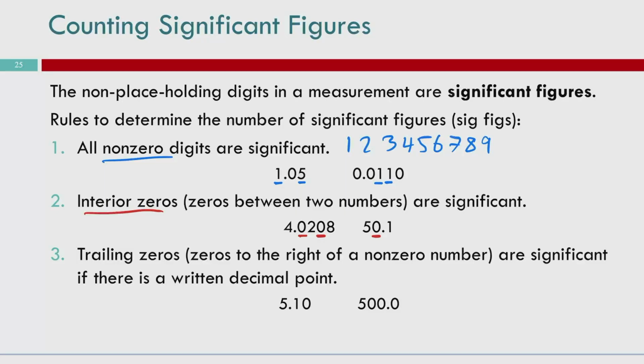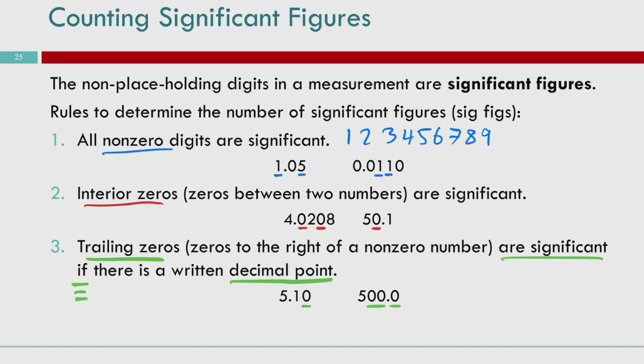If we have trailing zeros, they are significant if there's a written decimal point. If we don't have a written decimal point, intrigue. So 5.10, that 0 is significant. 500.0, that trailing 0 is significant. But then all of the other ones are also significant because we've got a written decimal place. Questions so far? Yes? Just to make sure for number 1, that 0 at the end is also significant then, right? Yes, the interior 0 here would be significant. The trailing 0 here would also be significant. Other questions?